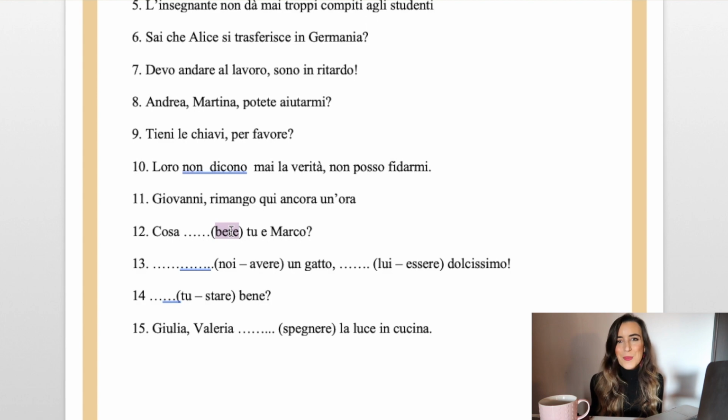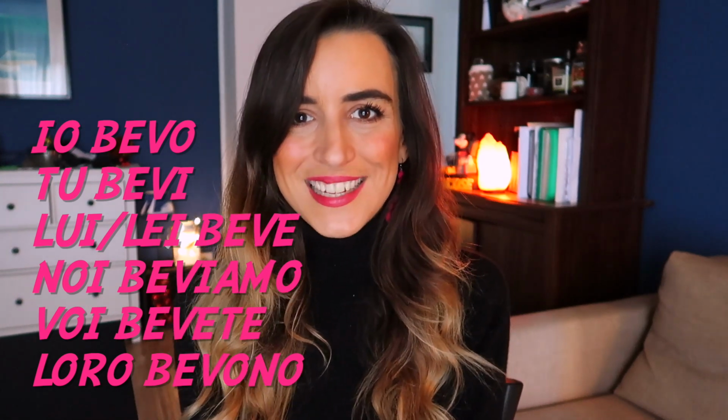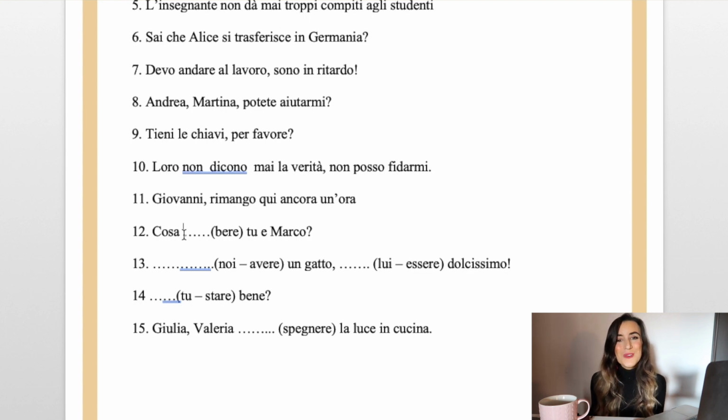So let's see how bere is in Italian. Io bevo, tu bevi, lui, lei beve, noi beviamo, voi bevete, loro bevono. Alright, second person plural for the verb bere is bevete. So, cosa bevete tu e Marco? What do you and Marco drink?